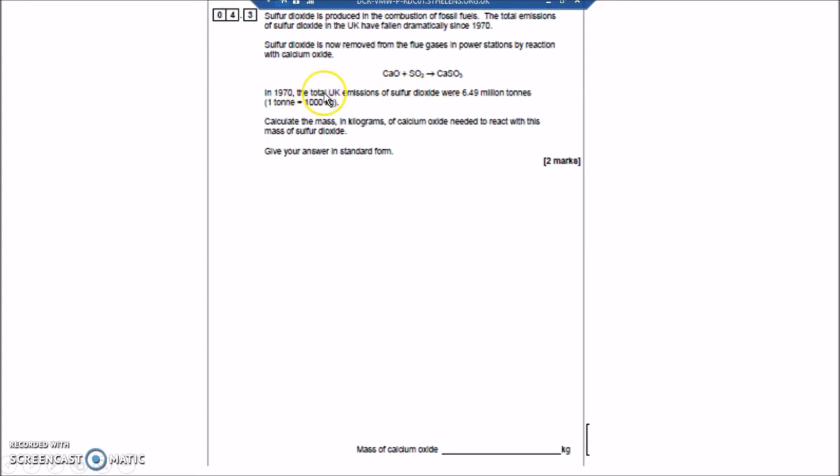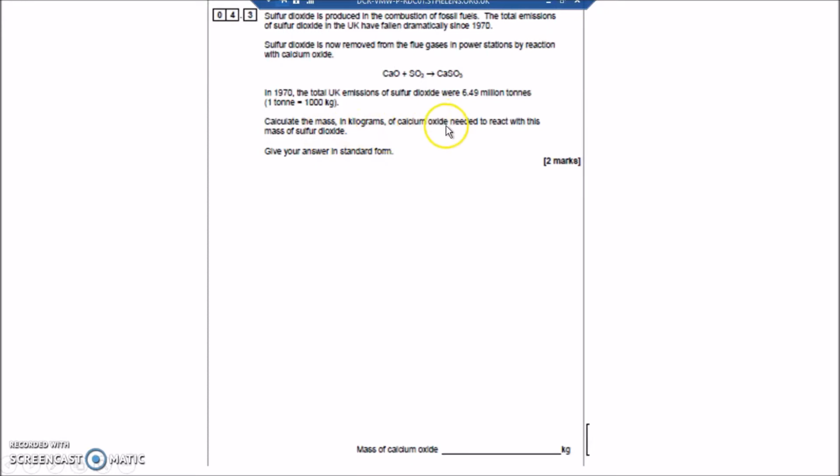In 1970, the total UK emissions of sulfur dioxide was 6.49 million tonnes. So the only problem with this question is that you're dealing with big numbers, and it tells you here that 1 tonne is 1,000 kilograms. So I've got 6.49 million multiplied by 1,000, and it's in kilograms as well. So I'm dealing with very, very big numbers. Apart from that, the calculation is not too bad.